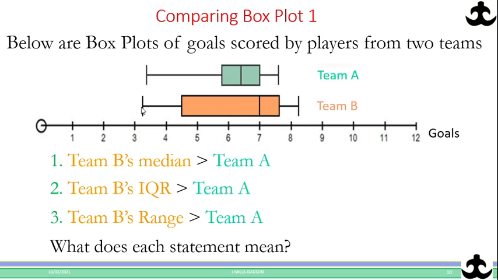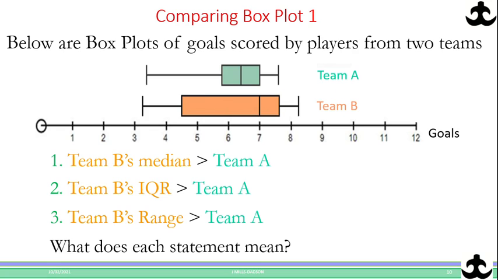Also, the range of B is wider, meaning that the data in team B is more varied. The variability is wide in team B than team A. So it means that one day a player could score 1, the next day could score 7, the next day could score 2, the next day could score 8. It's so varied. But team A is more consistent in terms of the variability.